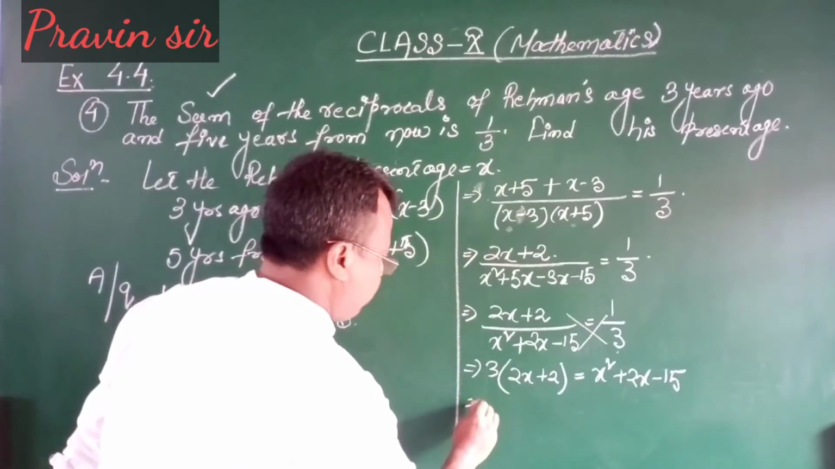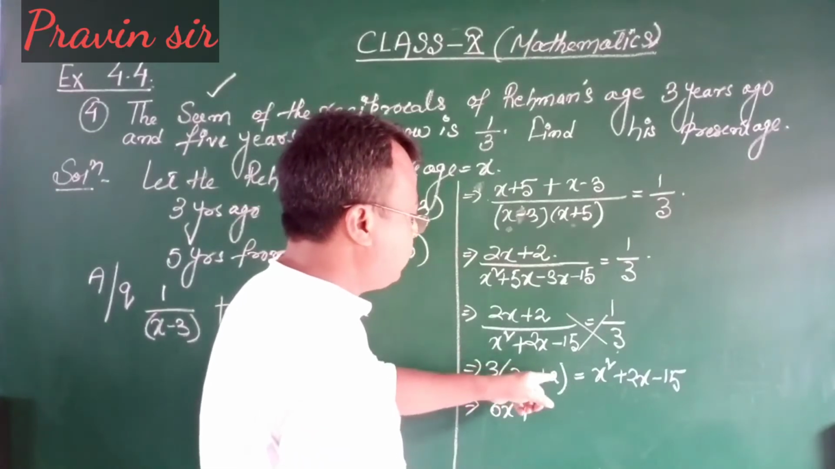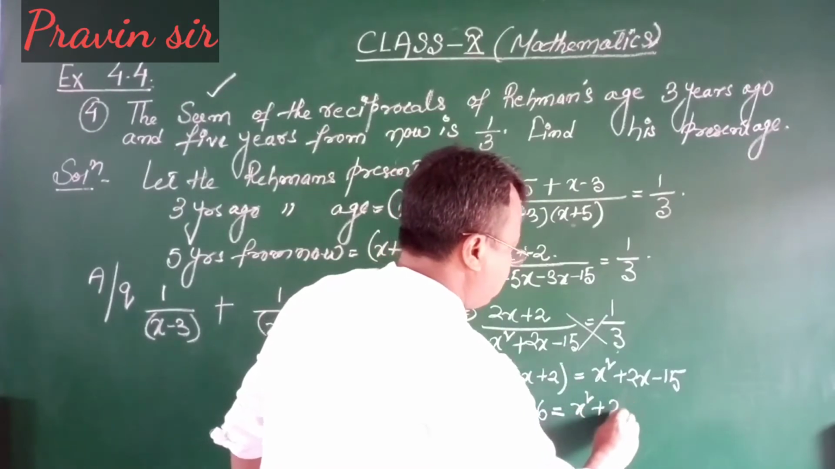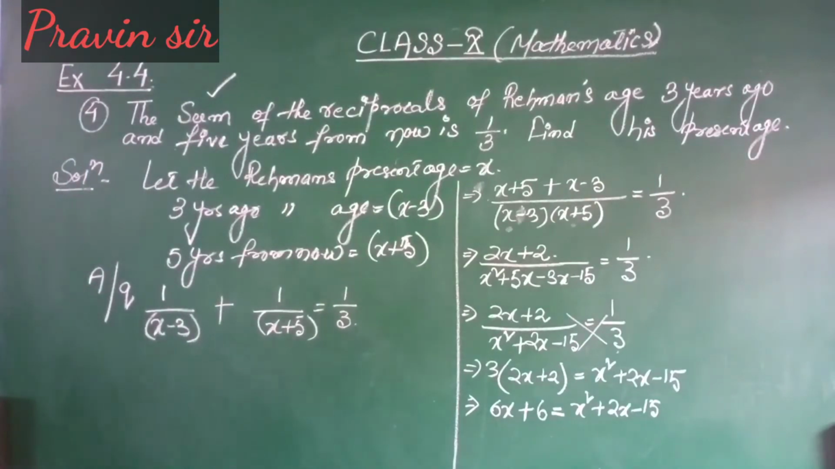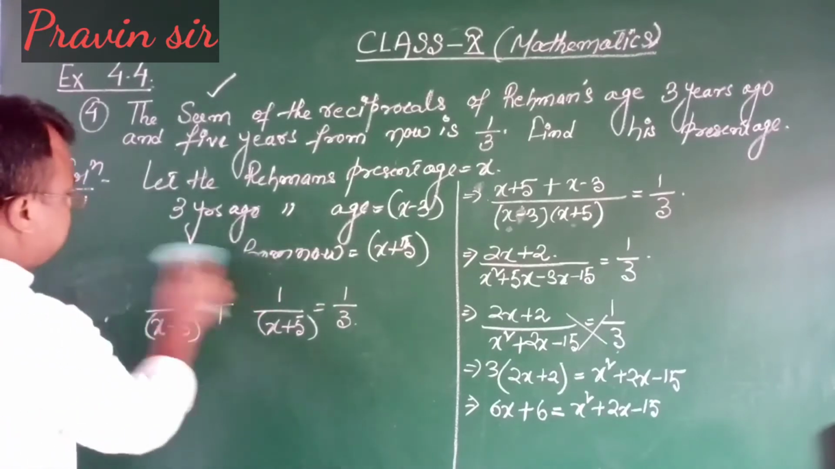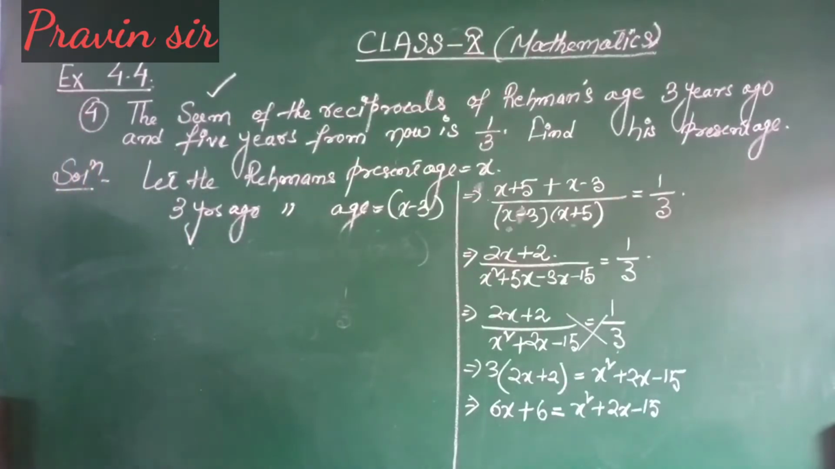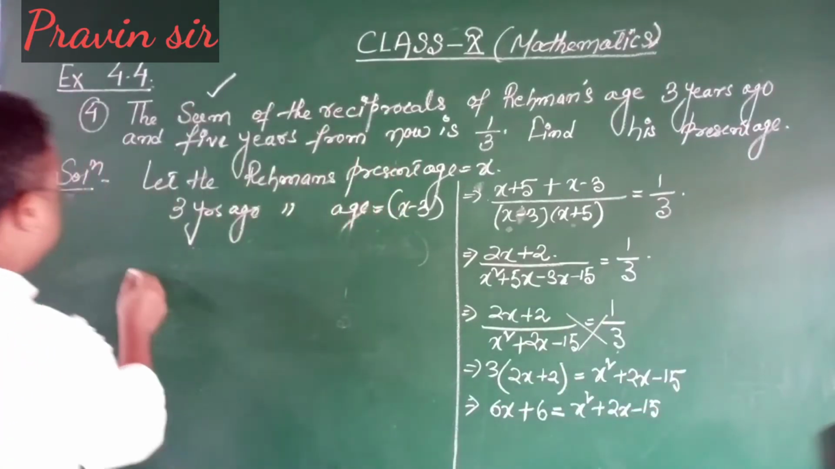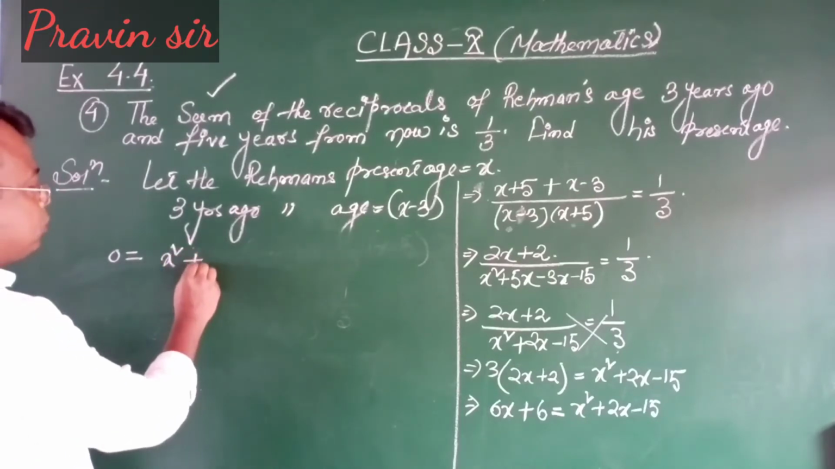Alright, so simplify it a little. So 3 into 2x, 6x, plus 3 into 2, 6, is equal to x square plus 2x minus 15. Now it is still not in standard form. Again I have to simplify a little bit. So let us simplify this one. Now transpose all this part to the right hand side. So 0 is equal to x square plus 2x, which is already there.